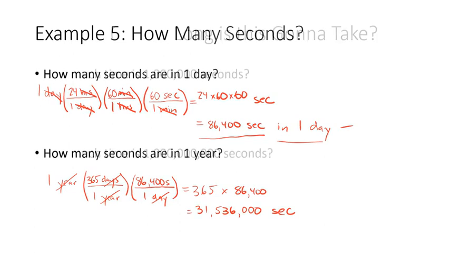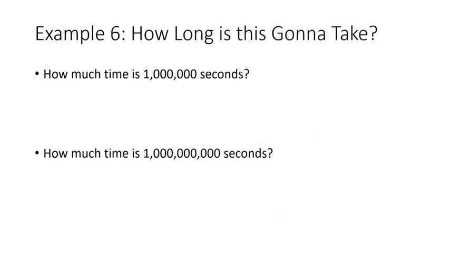Let's try another one. So now let's try this example. How much time is 1 million seconds? So what we're going to do is we're just going to convert this to the most convenient unit. 1 million seconds. There are 60 seconds in 1 minute. So 1 million seconds. Here again, the units cancel out, but now we're making bigger numbers into smaller units. So the number is going to go down. And when we do that, we'll divide.